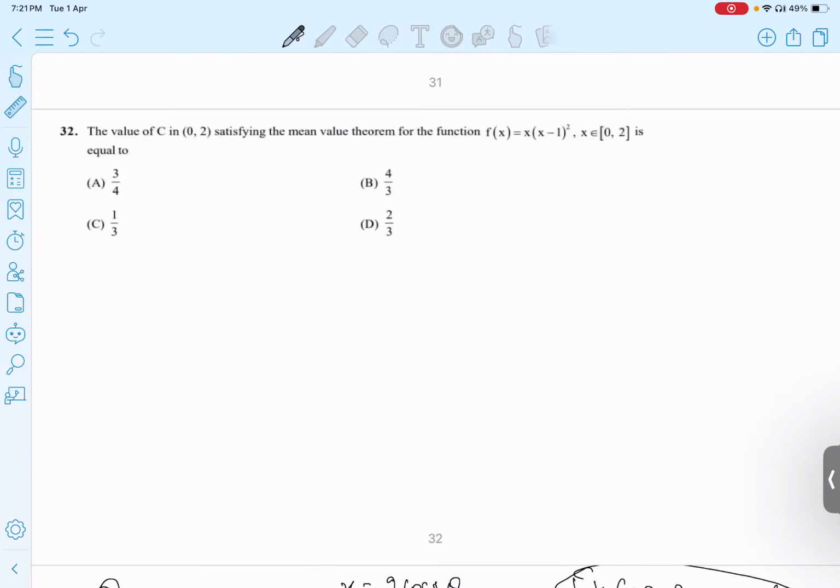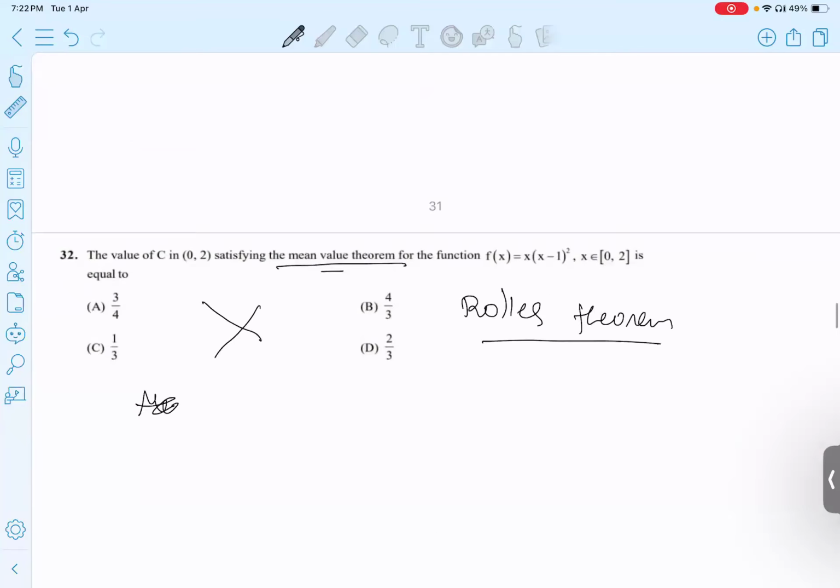The value of c satisfying the mean value theorem. It is an out of syllabus question. They can't ask you a question based on the mean value theorem or Rolle's theorem. This was there in your 2020, 21, I guess, students. Till that year, the mean value theorem and Rolle's theorem were there. It is an eliminated concept. Okay, so we'll skip this.